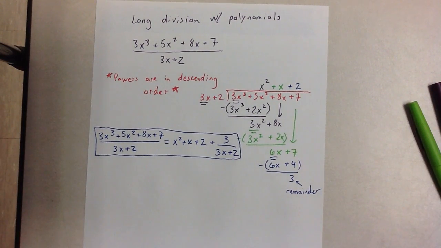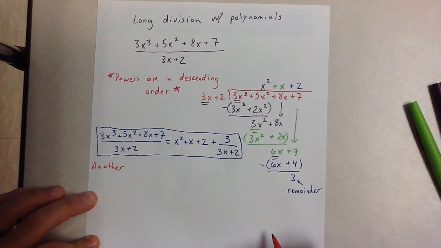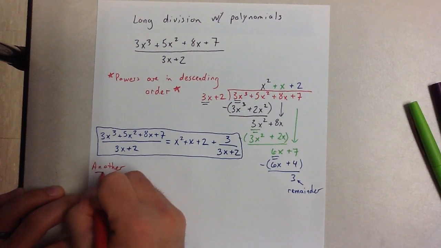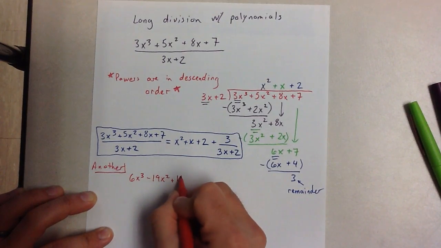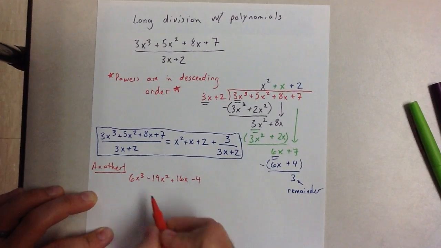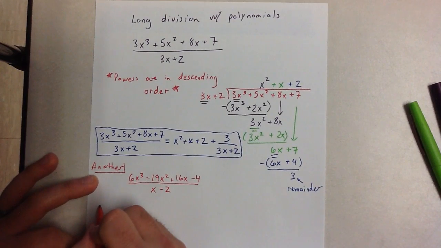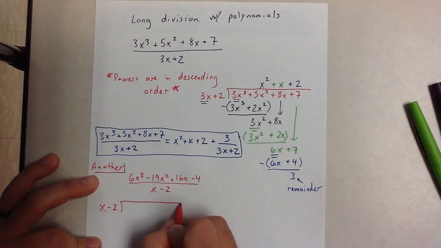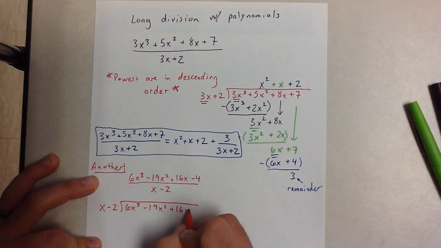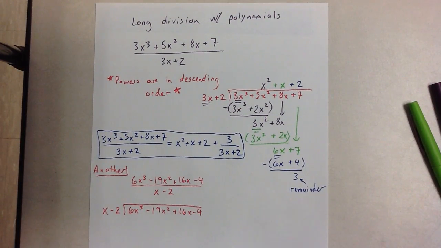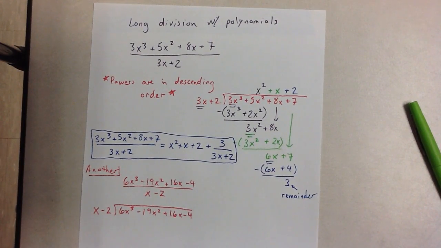So let's try another. Let's try dividing 6x cubed minus 19x squared plus 16x minus 4. And let's divide this by the equation x minus 2. So let's see what we get. So we have our divisor, our dividend, okay. So you can pause the video at this point and try this yourself. You can post questions in the comments below.